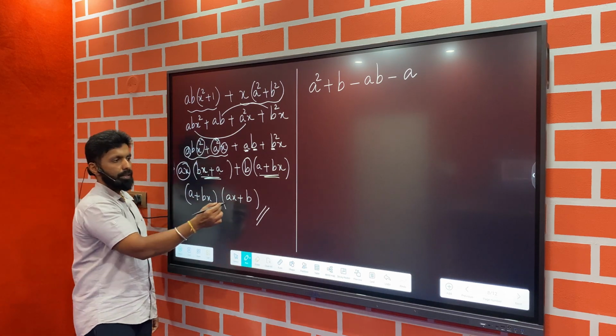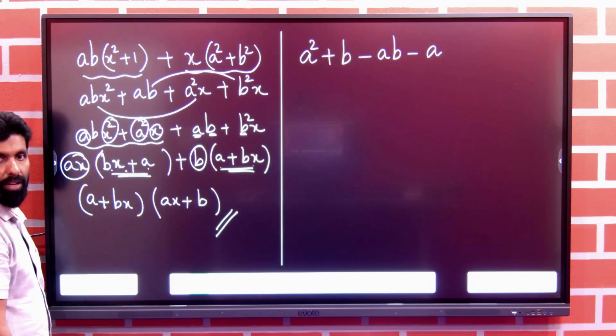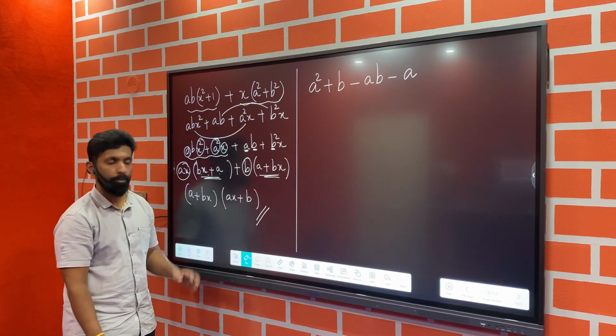So (a + bx) into (b + ax), or (a + bx) into (ax + b), whatever. That's the final answer. Got it? Okay, so you can go through it once again. I'm sure you will understand.